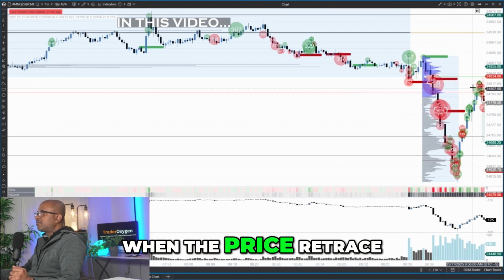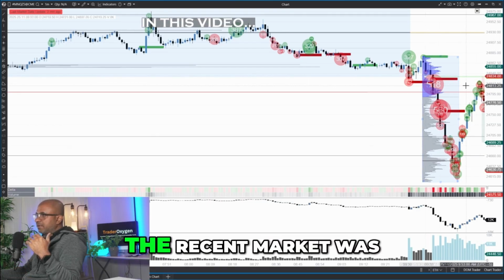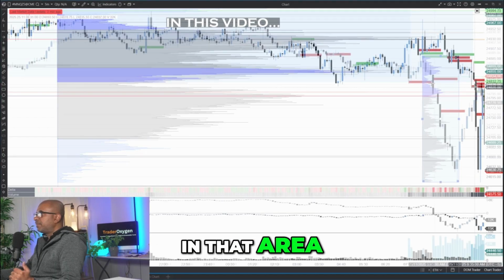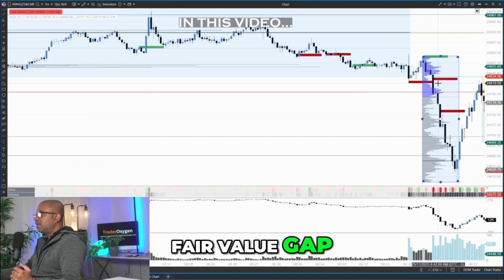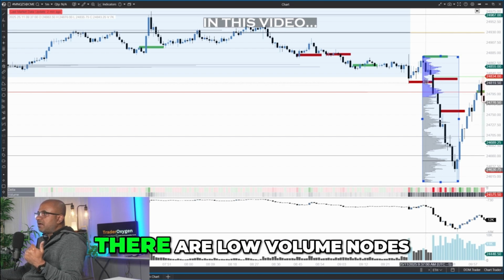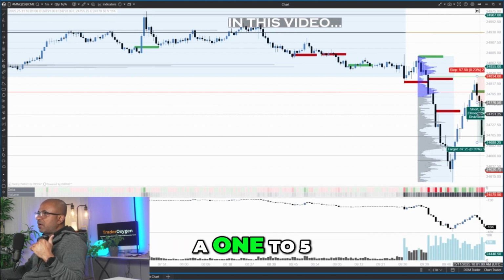When the price retraces, the low volume nodes act as a magnet. The reason is the market was not in balance in that area, this fair value gap. If you combine that with volume profile, you will see there are low volume nodes. Why did we target a 1 to 5?